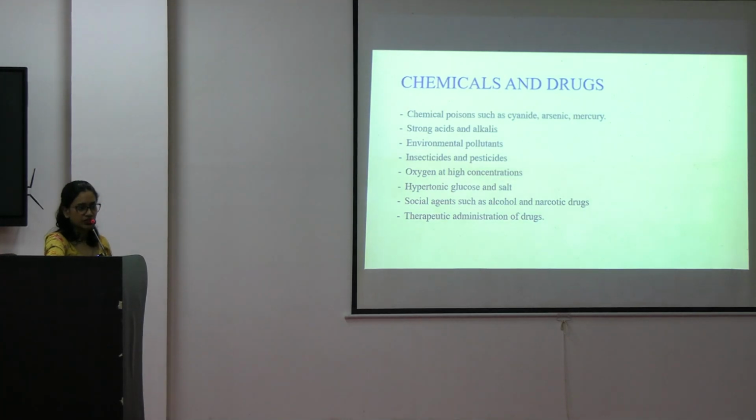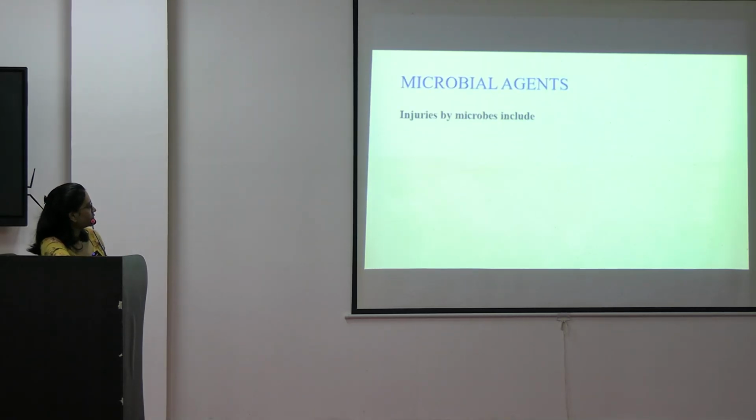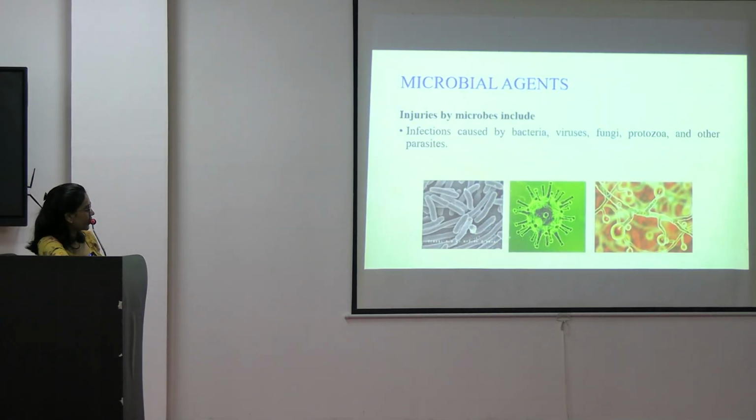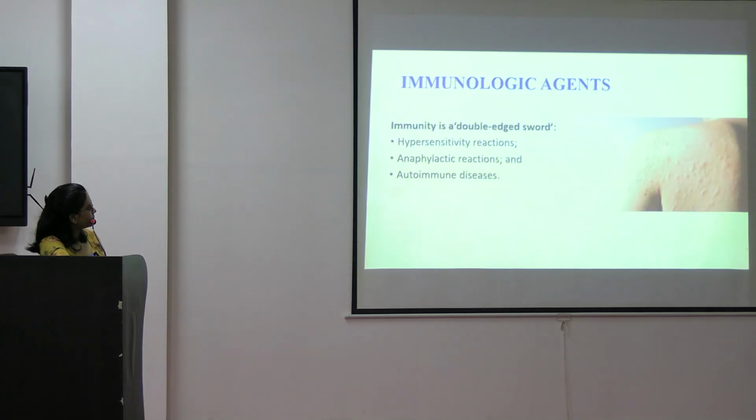lead to cell injury. So are you aware of any drug which affects the liver at very high concentration though, but it's a very commonly used drug? Sorry? Paracetamol, yeah. Acetaminophen, it can cause lethal liver toxicity, but it's at very, very high doses, so it's almost a very safe drug to use. So microbial agents like bacteria, viruses, fungi, protozoa and parasites. So any organism which has an infective capacity can cause cell injury.